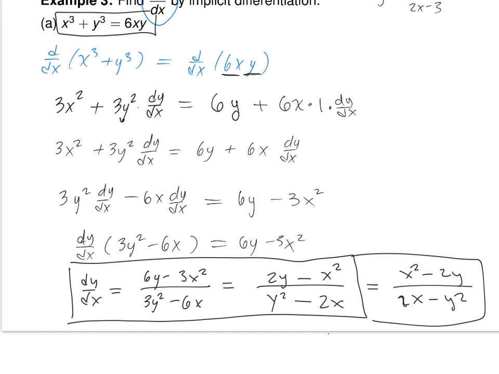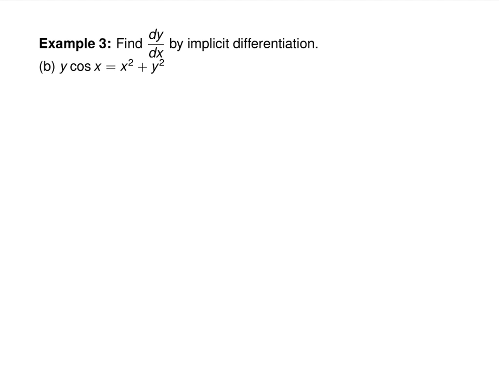Okay, let's do another. All right, y cosine x equals x squared plus y squared. So what rule are you going to have to use when you differentiate the y cosine of x? Product. Yep.